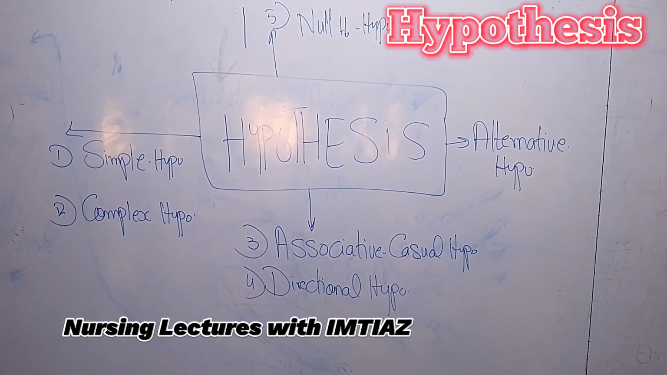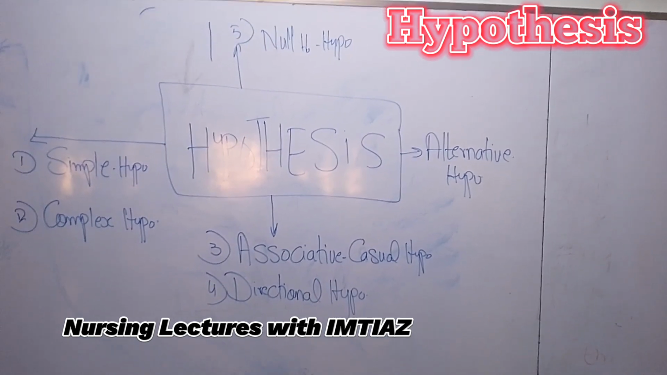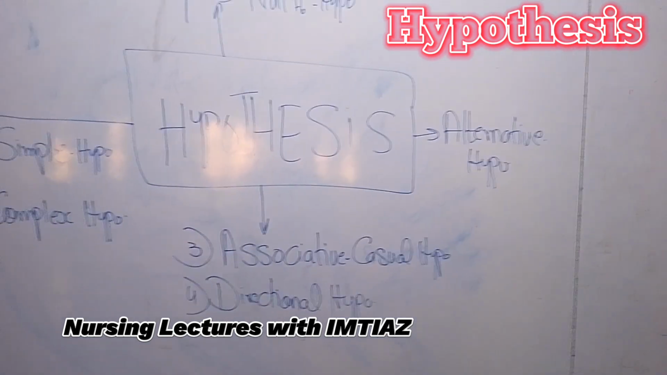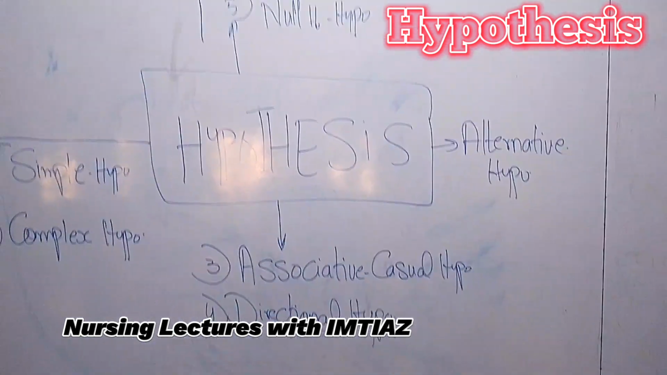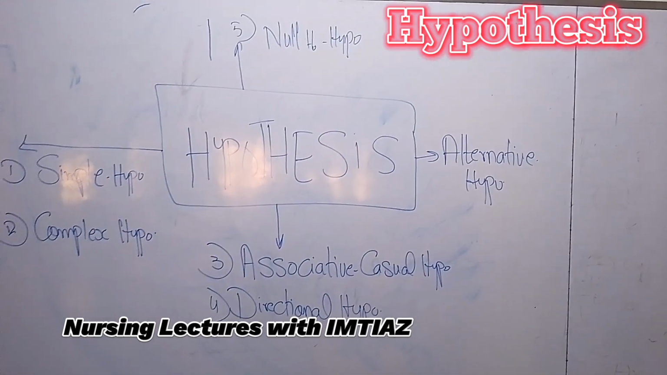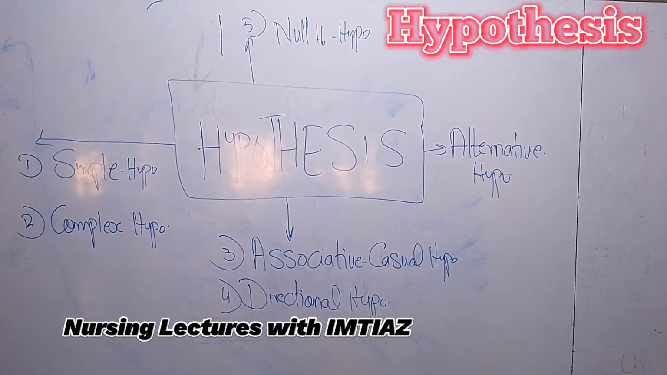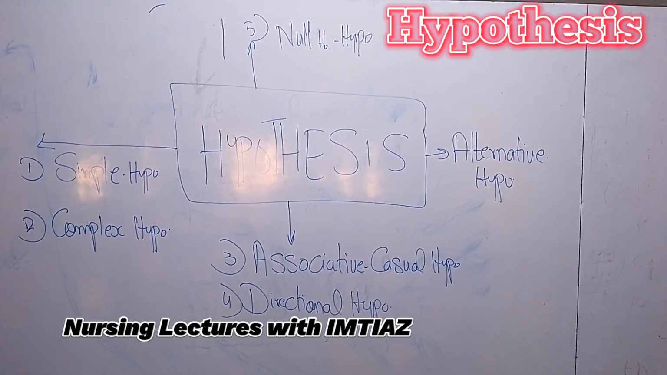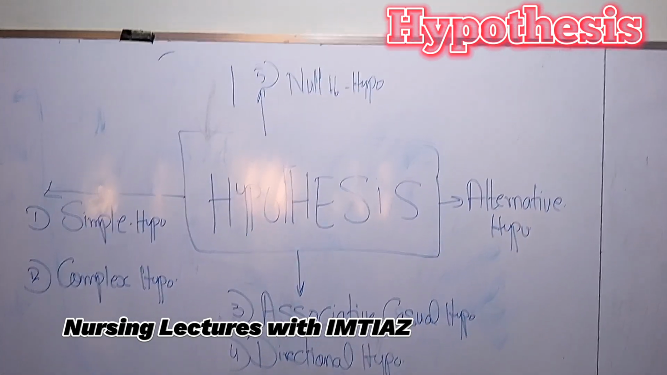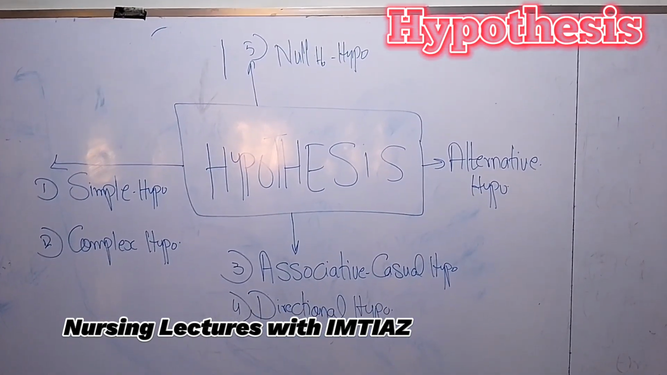Now, types of hypothesis. Number one is simple hypothesis. Simple hypothesis is a statement that reflects the relationship between two variables. For example, the lower the level of hemoglobin, the higher the risk of infection among postpartum women.